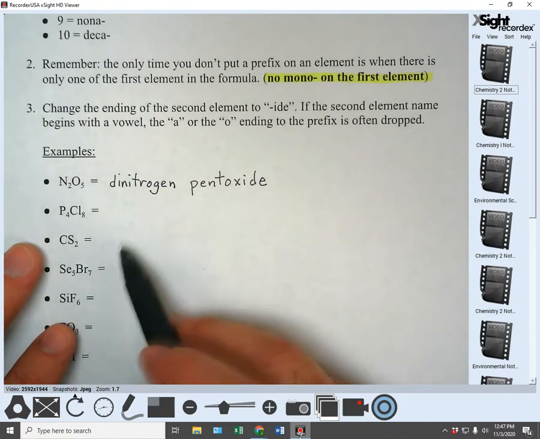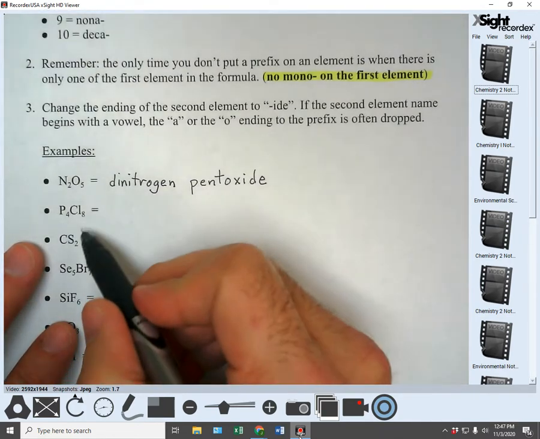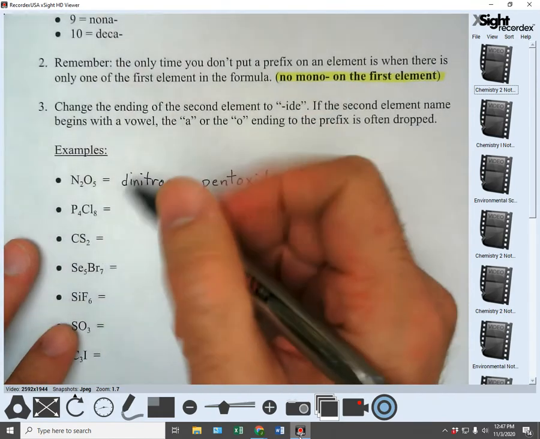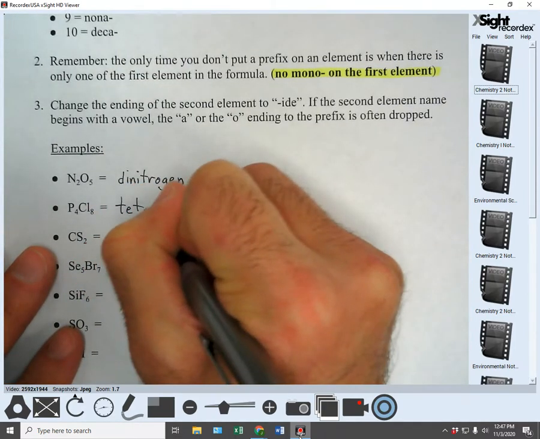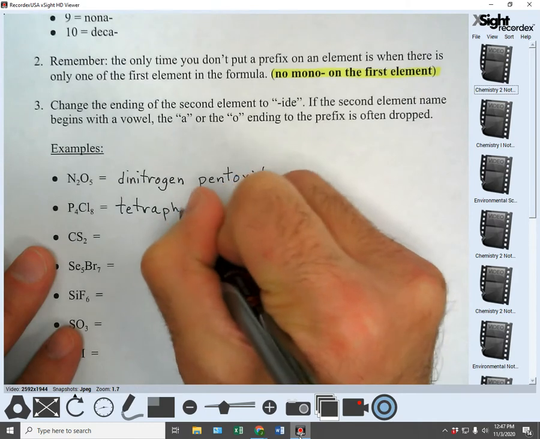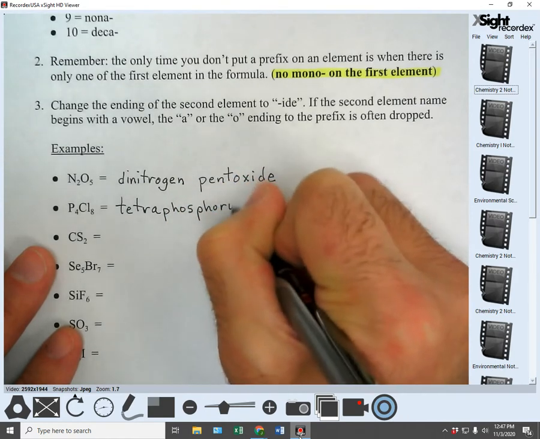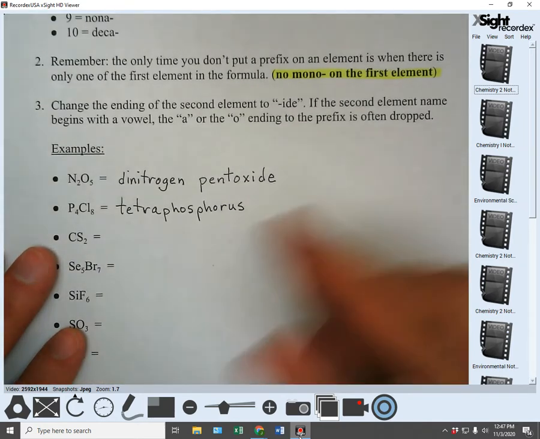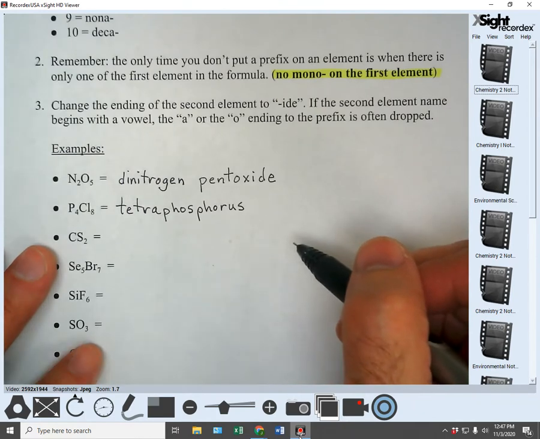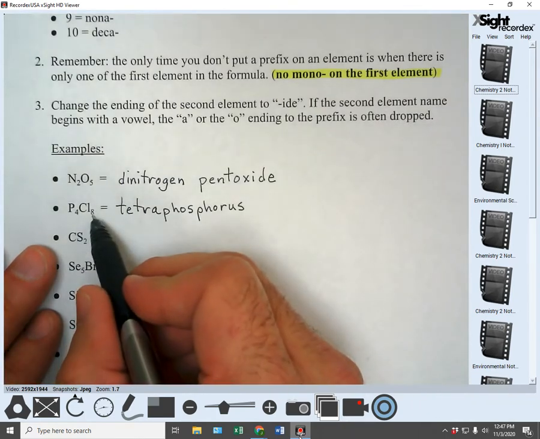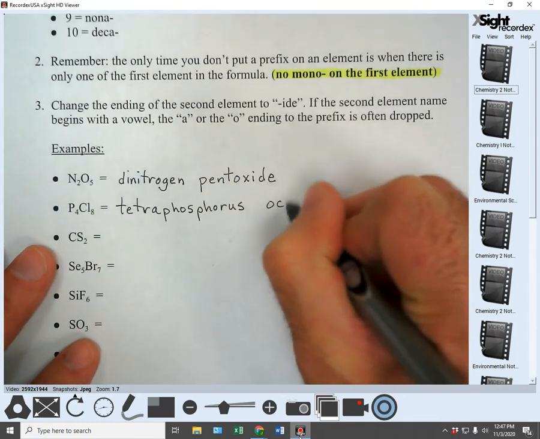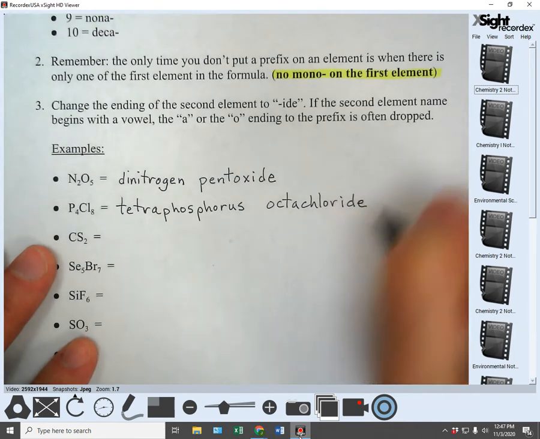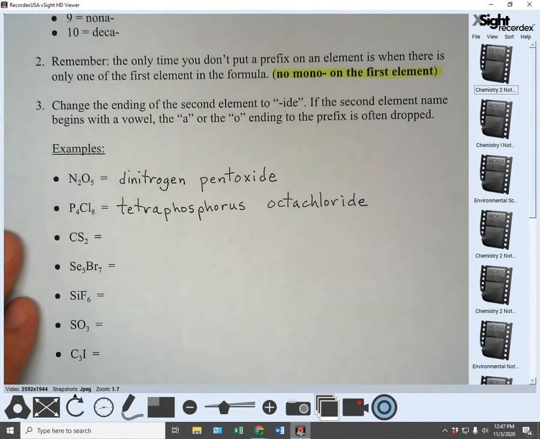Okay. All right. Next one. P4Cl8. 4 is tetra. P is phosphorus, so it's tetraphosphorus. And then 8 is octa, chloride. Chlorine turns to chloride. So tetraphosphorus octachloride.